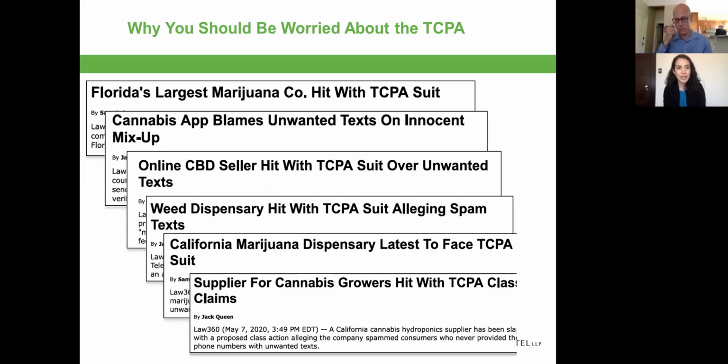And these are some headlines from Law360 from the past 5 or 6 months. Every few weeks there has been another business operating in the cannabis industry that is targeted by these suits. And the cannabis industry may be uniquely vulnerable to these types of claims because they rely heavily on text messages for marketing. Because they don't have the same ability to advertise, say, on billboards or on TV that other businesses do because of the nature of their services. Next slide.